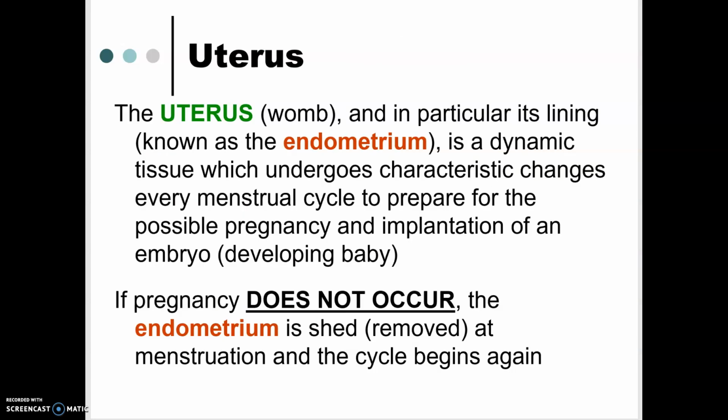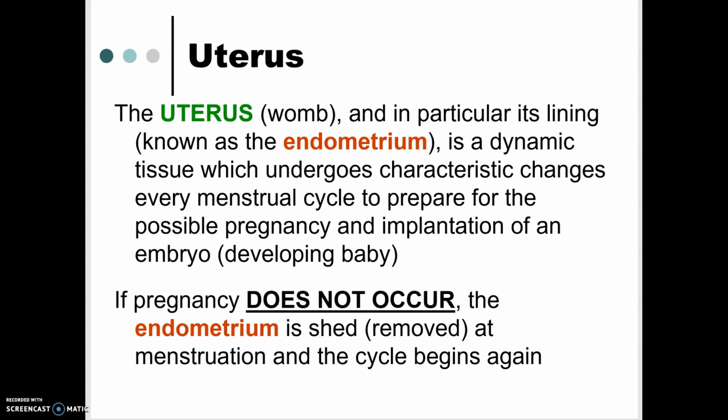Now, the uterus is also called the womb, and it's a very dynamic, which means changing, structure. It undergoes changes quite often. It has a lining around the inside of it called the endometrium, and every month, every menstrual cycle, the endometrium thickens and thins to prepare for a possible pregnancy or the implantation of an embryo. If this doesn't happen, then the endometrium is shed, so it's not held on, it's released.